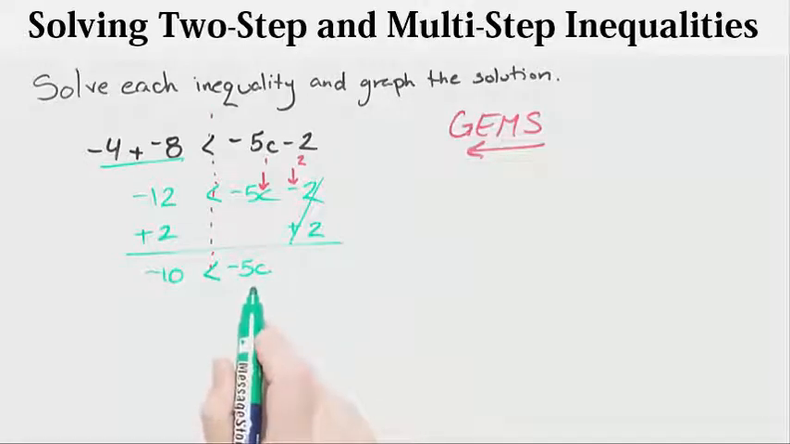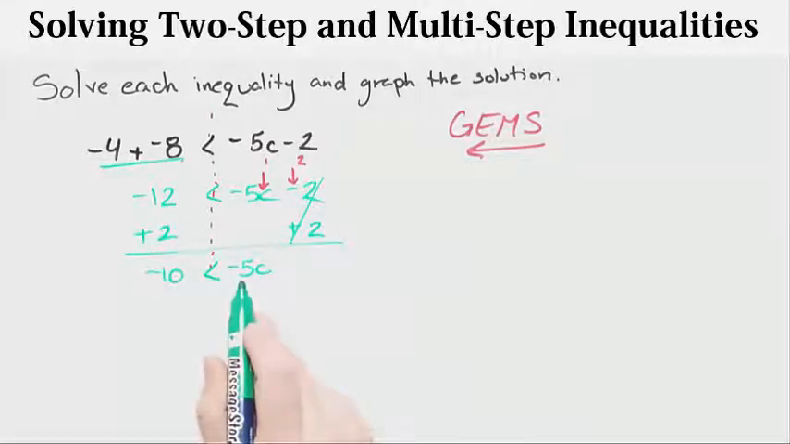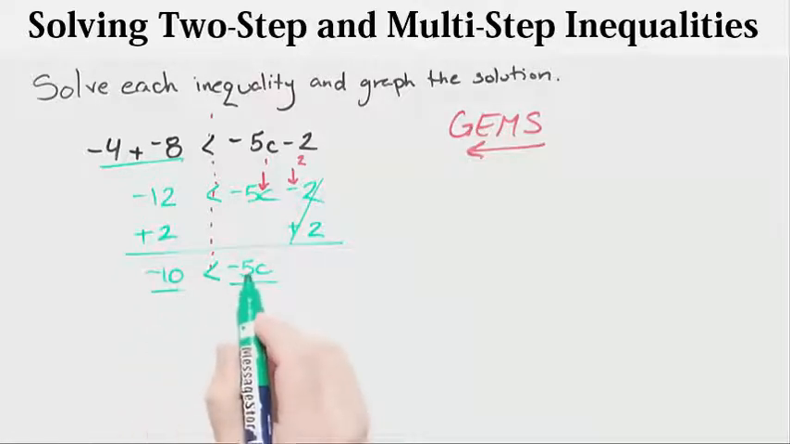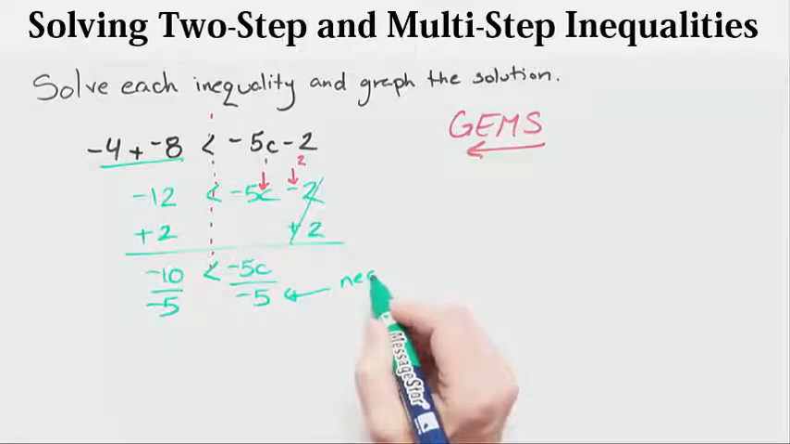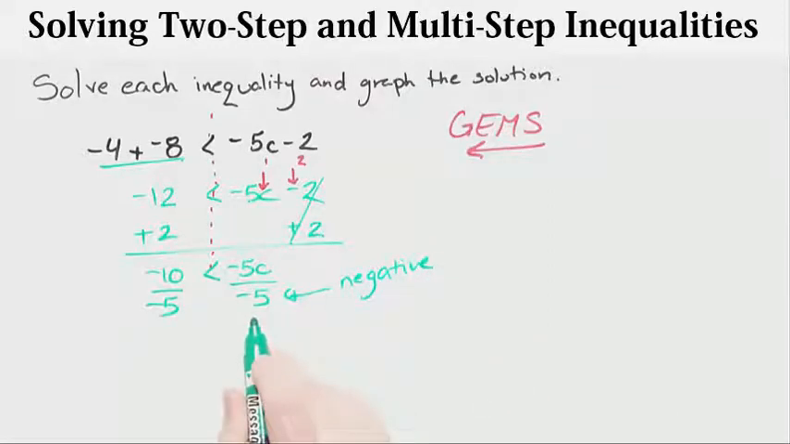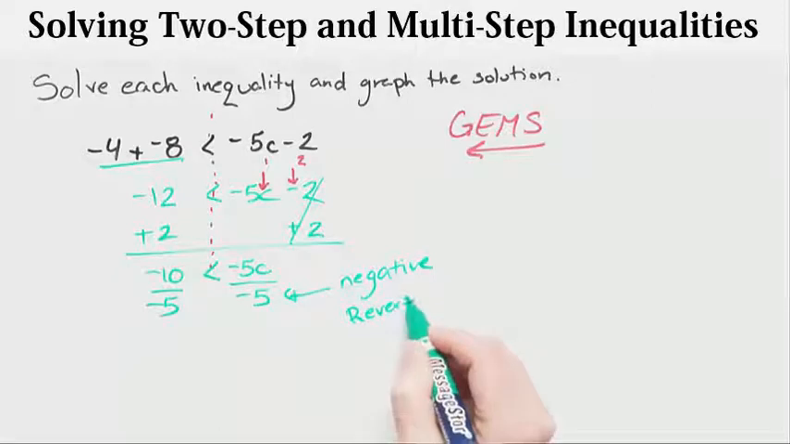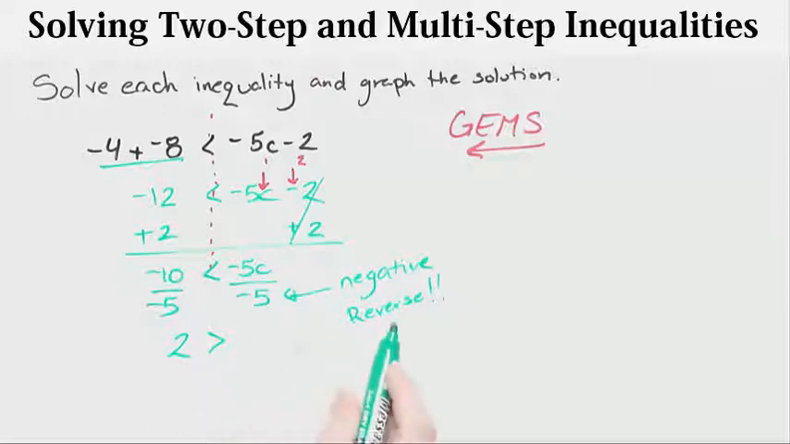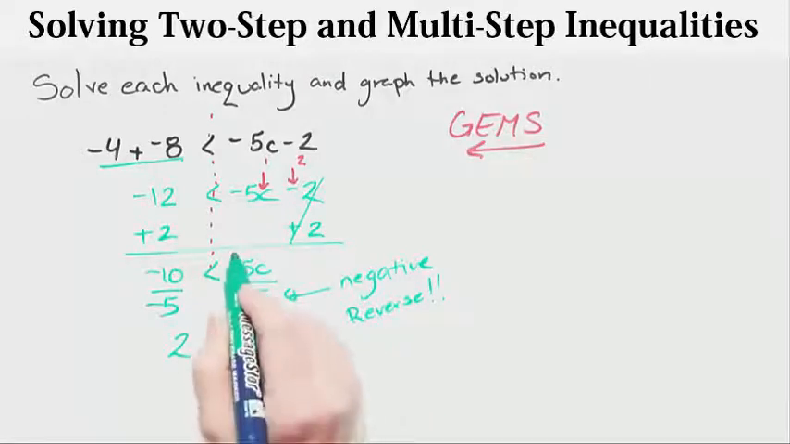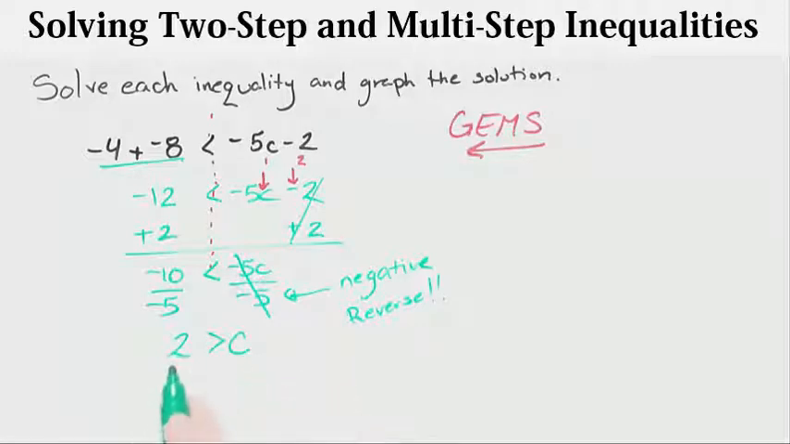I want the c by itself. C is connected to the negative 5 by multiplication, so we undo by division. The number that is stuck is a negative 5, so I'm dividing both sides by negative 5. When you choose to divide, you need to make sure that you look and see what kind of number it is. This is a negative number. If you divide by a negative, you have to reverse the symbol. So my inequality is now pointed the other direction. Negative 10 divided by negative 5 is a positive 2. I had to reverse the symbol because I divided by a negative number. Negative 5 divided by negative 5 is 1, so I'm just left with c. So I'm graphing 2 is greater than c.